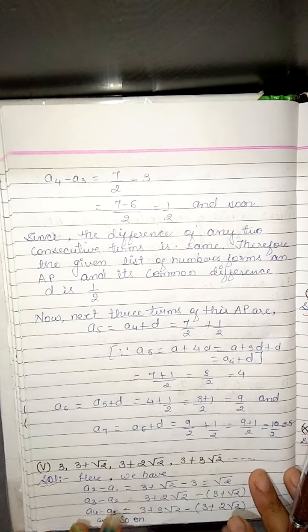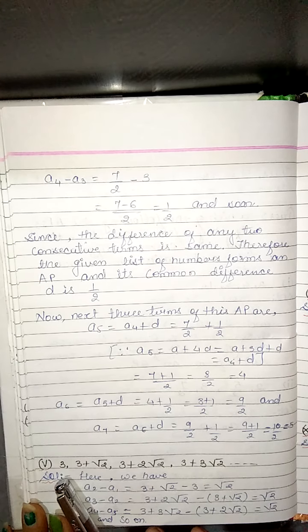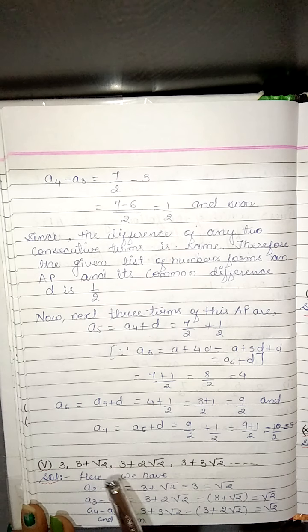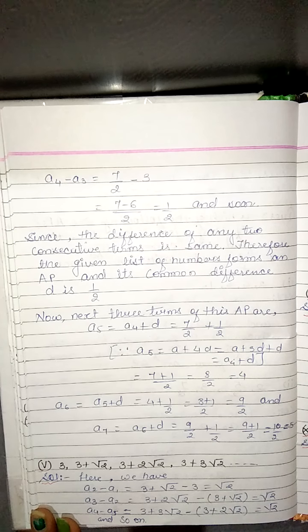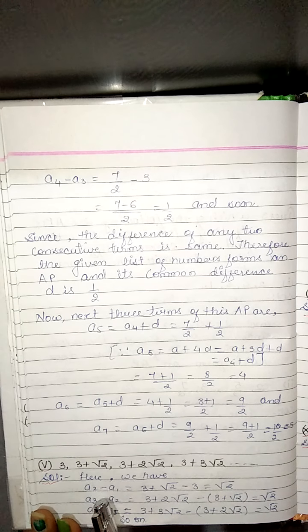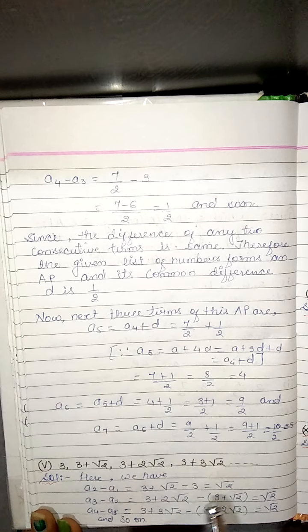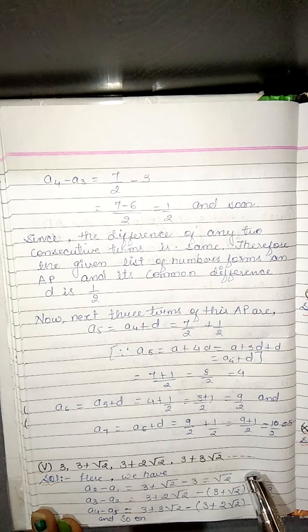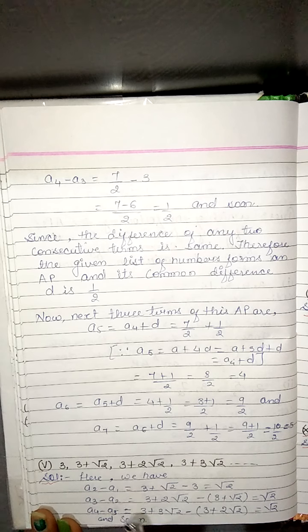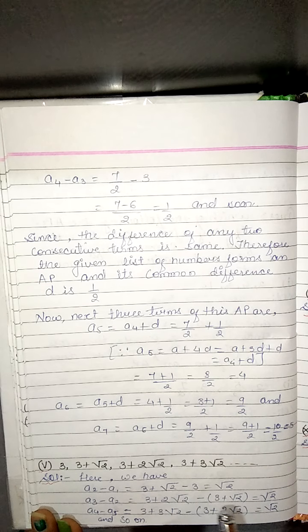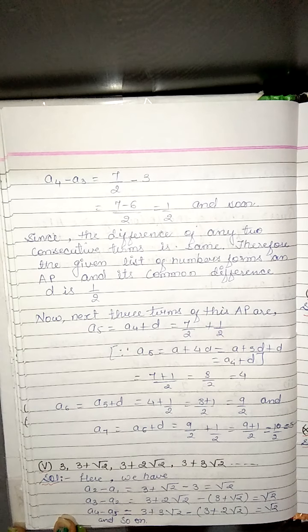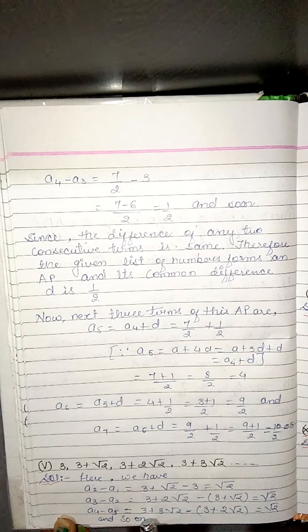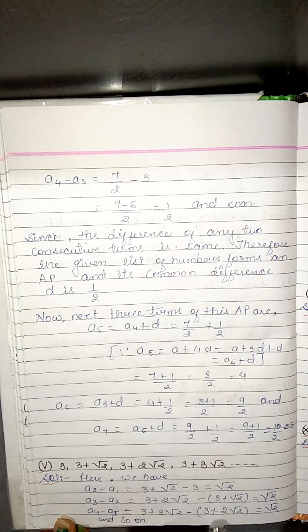Okay. Question number 5. Question number 5 is 3, 3 plus root 2, 3 plus 2 root 2, 3 plus 3 root 2 and so on. So here we have A2 minus A1, it will be 3 plus root 2 minus 3, so it will be root 2. A3 minus A2 is 3 plus 2 root 2 minus (3 plus root 2). Solving this, it will be root 2. A4 minus A3, so it will be 3 plus 3 root 2 minus (3 plus 2 root 2). It will be root 2 and so on.